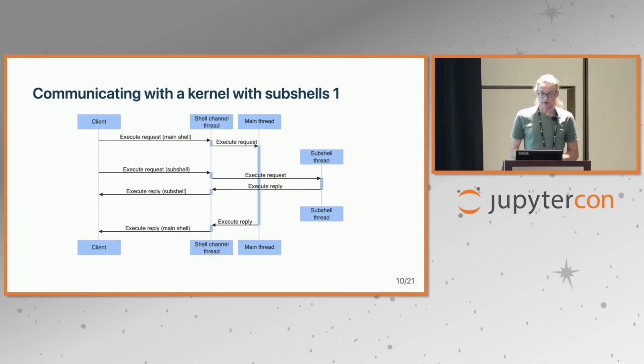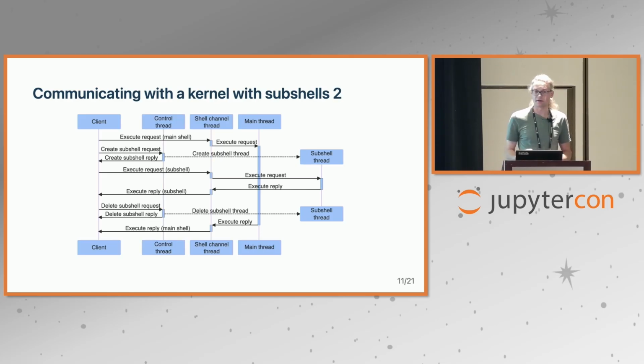So here's a sequence diagram with subshells. It's a bit more complicated, but we still have clients, so yourself or JupyterLab on the left. All on the right is the kernel. We've now got shell channel thread, main thread, subshell thread. So the execute request here, always handled by the shell channel thread, has a look at the subshell ID. In this case, it's for the main shell. Send it to the main shell, that can do its thing. Whilst that's running, we can send an execute request on the subshell. Shell channel thread reads the header, sends it to the subshell. Fine, that all seems to be consistent with the problem we're trying to solve.